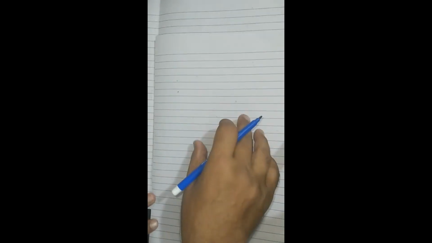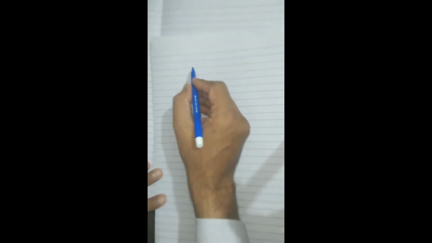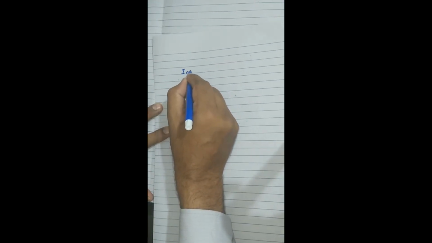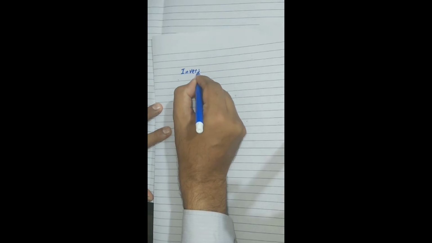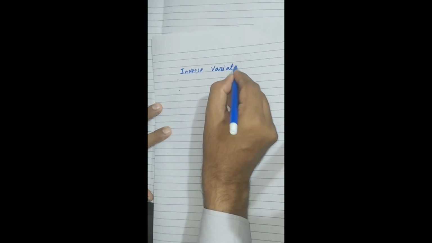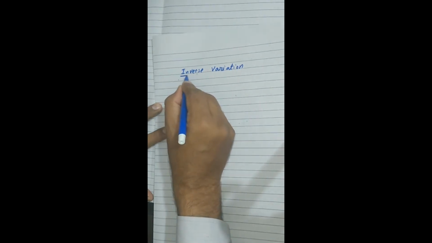Today we will start the topic second type of variation, that is called inverse variation. First of all, we will understand what is the meaning of inverse variation. We will understand the concept of inverse variation with a simple example.